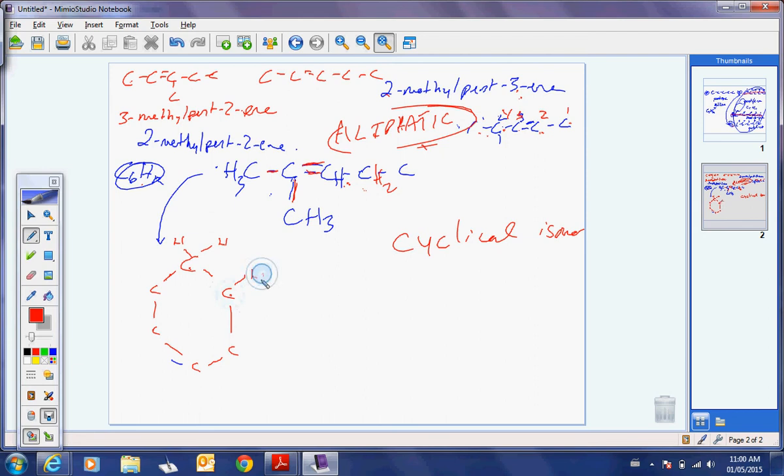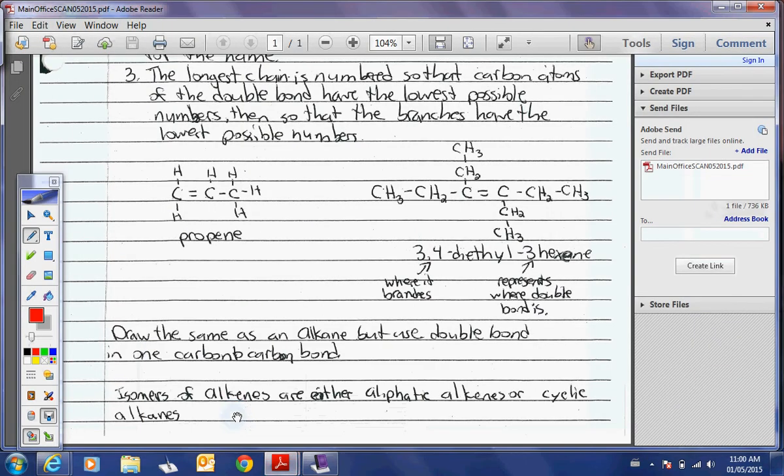Same. 2 hydrogens. Can you see how these are all going to be 2? And can you see how my C6H12 will be formed? No double bond. On the bottom of this sheet, it says isomers of alkenes are either aliphatic, straight chain or with branches, alkenes with a double bond, or cyclic, circle, alkanes.